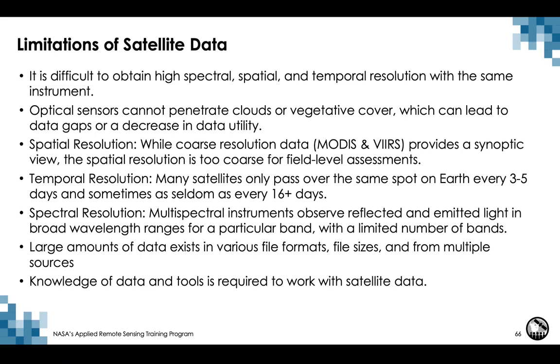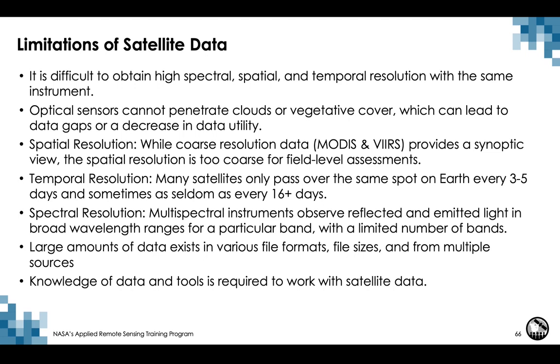In regards to temporal resolution, many satellites only pass over the same spot on Earth every 3 to 5 days, and sometimes as seldom as every 16 or more days. This can affect one's ability to assess crop conditions during critical times of the growing season. In regards to the limitations of spectral resolution, multispectral instruments observe reflected and emitted light in broad wavelength ranges for a particular band with a limited number of bands.